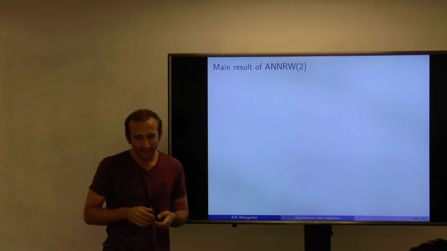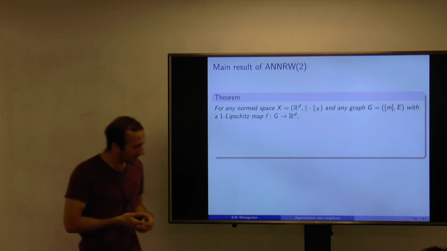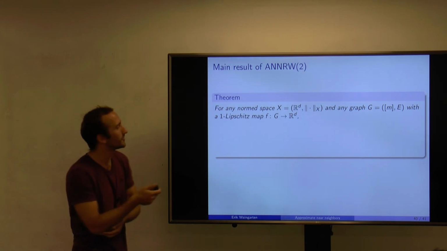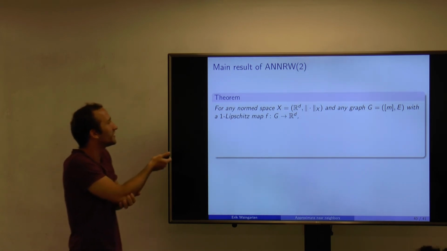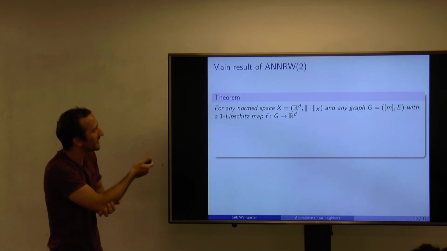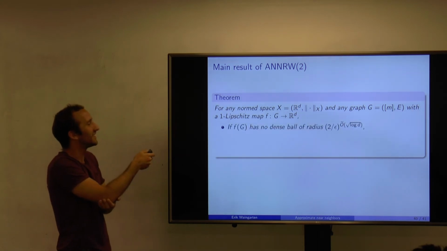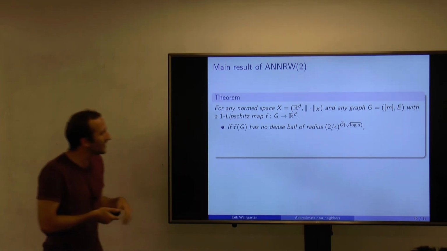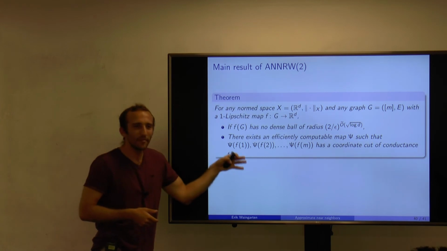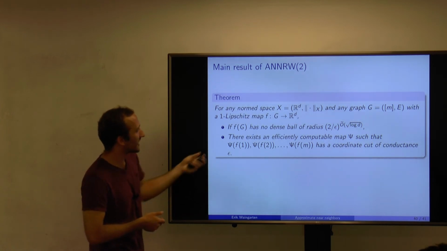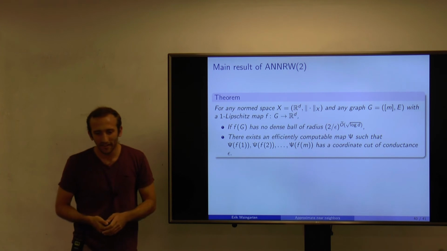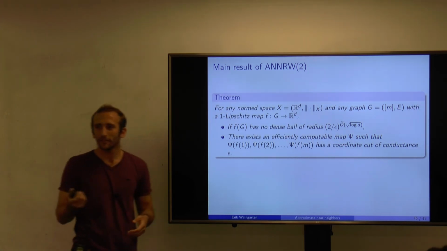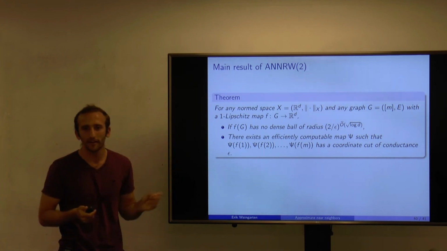So now we can do the same thing that we did for L2 by using this map of Daher rather than the Nasser map. And basically we can say that for any normed space and any graph, once we have one Lipschitz map, then we get the guarantee that either there are no dense balls of radius 2 to the square root log d over epsilon, or after applying this map, we can look at the points, and those points have a coordinate cut of conductance at most epsilon. So it's the analogous statement for Lp, but for a general norm, after applying this map of Daher.